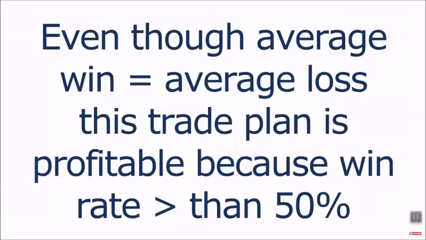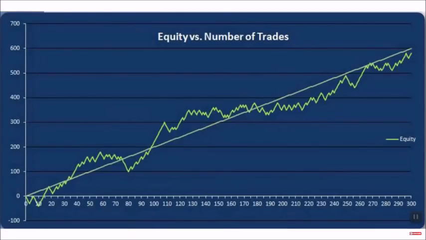Now, even though the average win equals the average loss, this trade plan is profitable because the win rate is greater than 50%. This shows that with an expectancy of $2 per trade, we can plot the expectancy along with the actual trades to verify that the plan continues to be valid. If we see that over time the actual trade equity diverges from this line, then we know that the market has changed and we will need to reevaluate our plan.